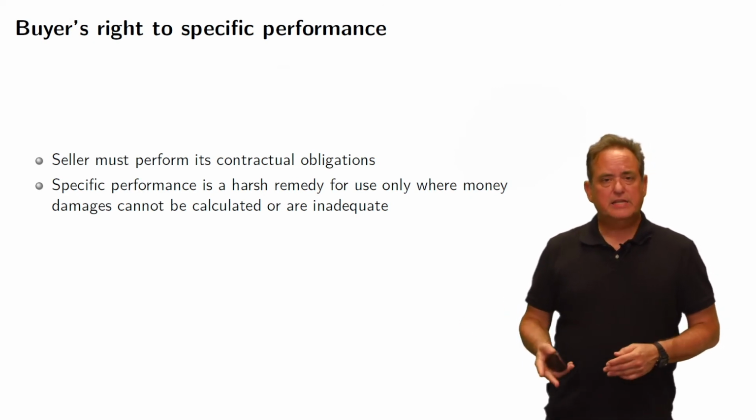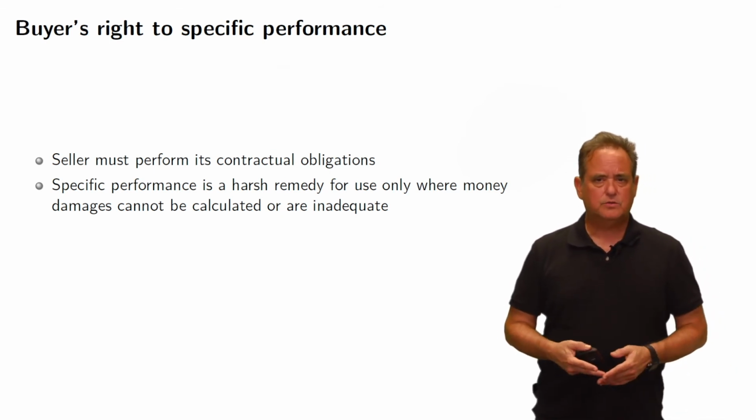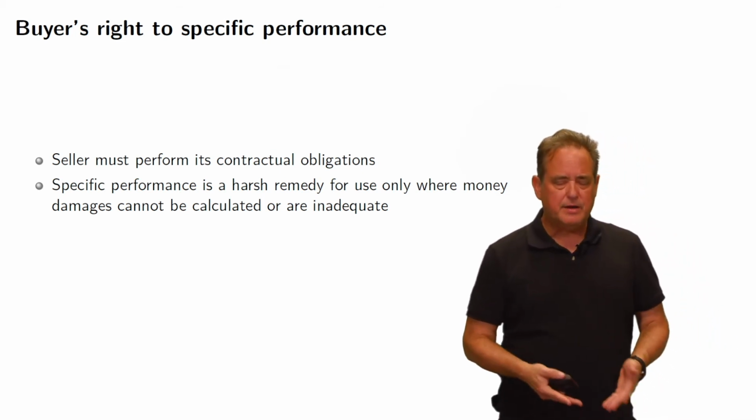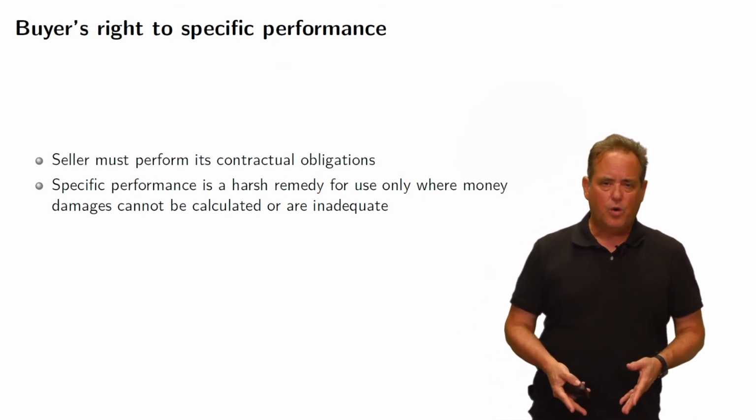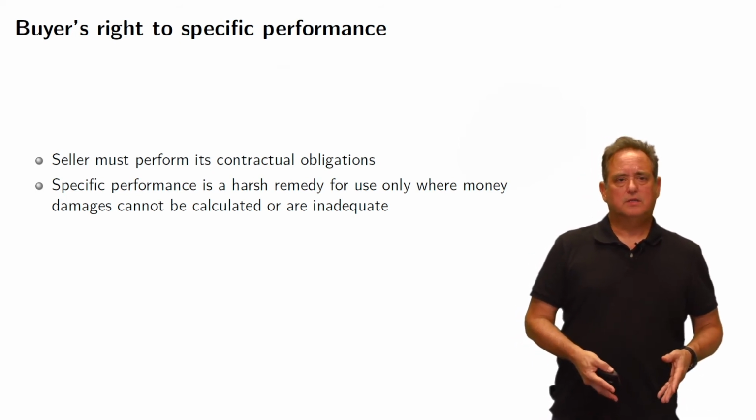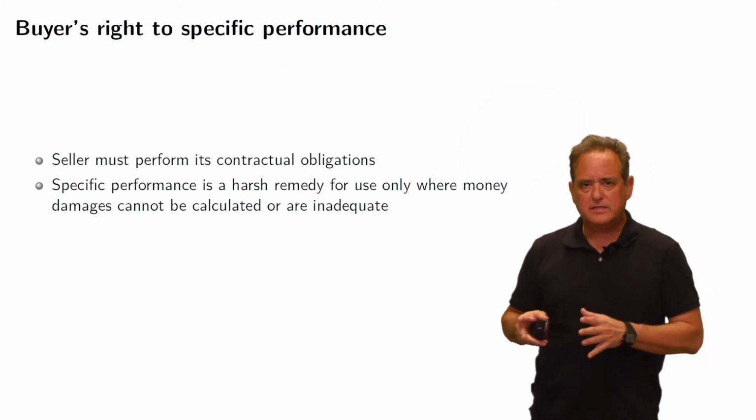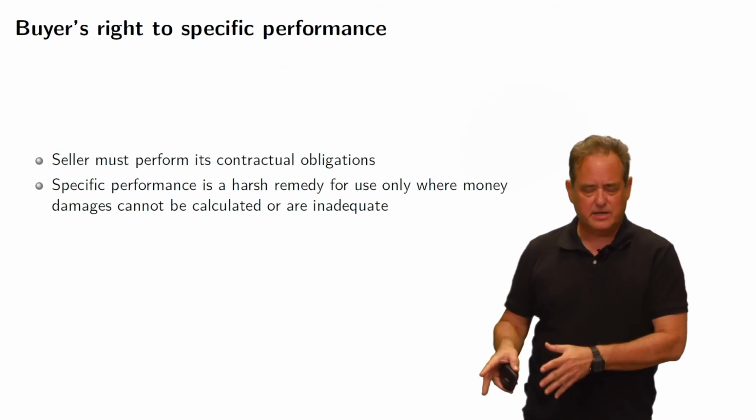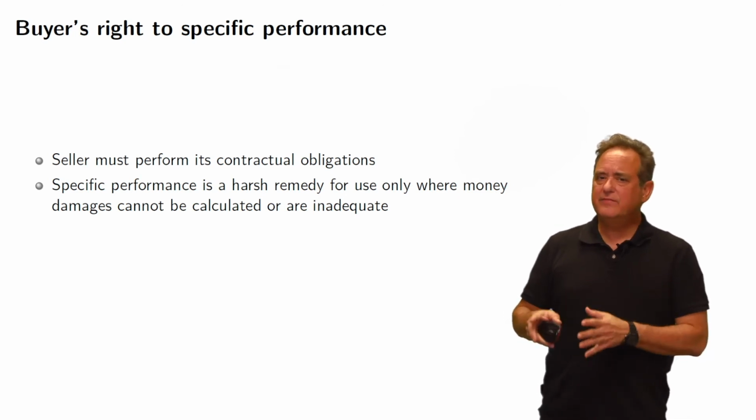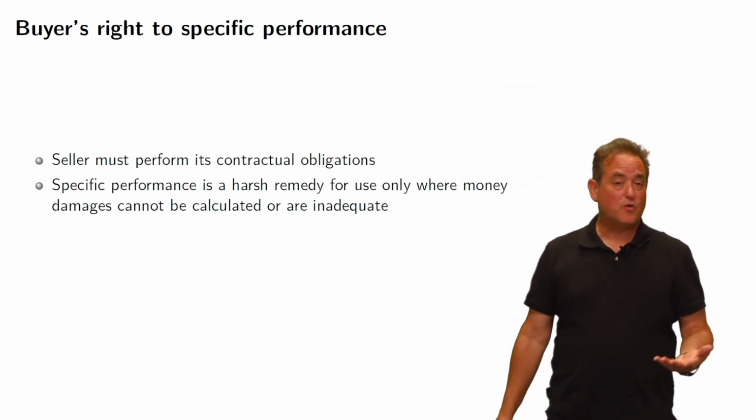Well, if the seller breaches and fails to sell you the goods, there's no other good that may be available to you. So therefore, there is no measure of what money would be required. The only thing that's going to make you whole is the seller being required to perform. So specific performance is a harsh remedy because ordinarily the law does not want a seller to have to sell goods when the seller doesn't want to sell those goods. Nevertheless, if the goods are unique to themselves, then specific performance may be available.